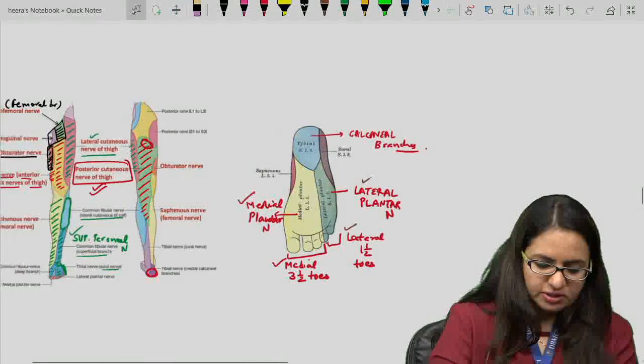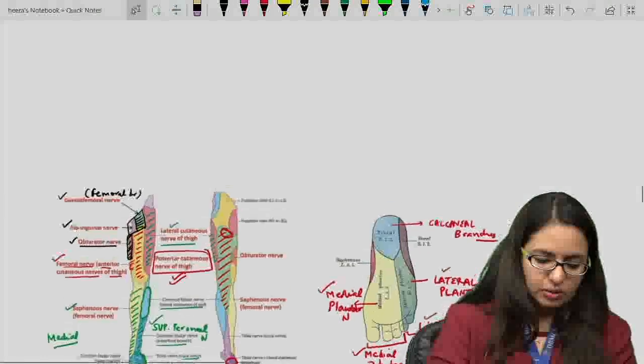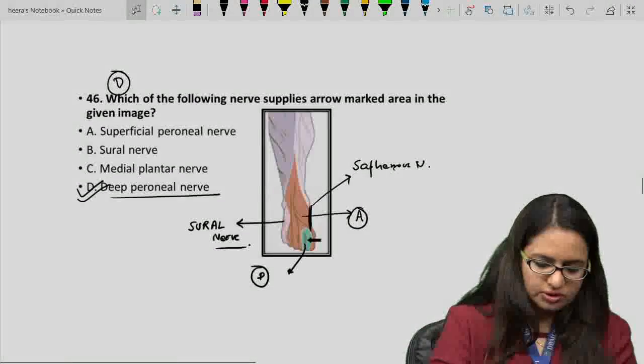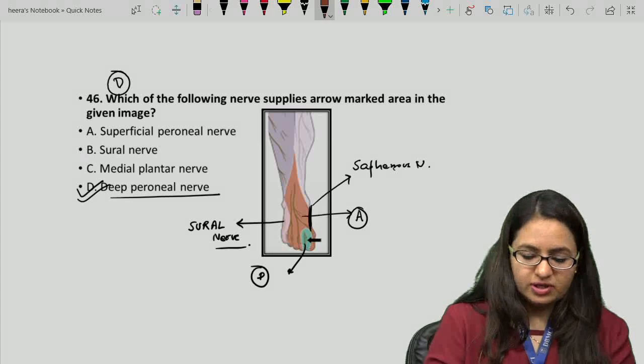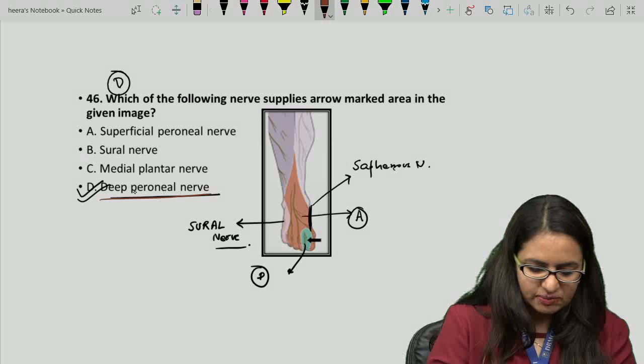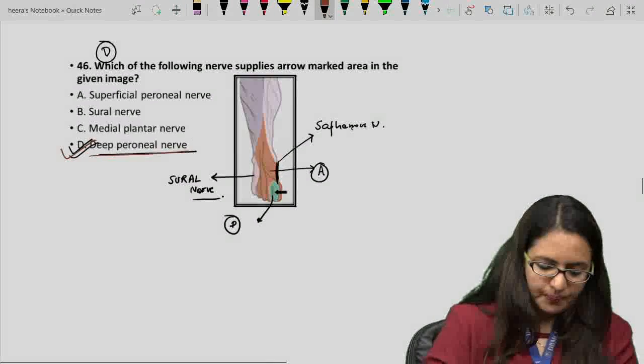So this is the complete cutaneous supply of the lower limb, and for the answer to this question, the arrow mark is specifically on the first web space. The answer is the deep peroneal nerve, that is D.